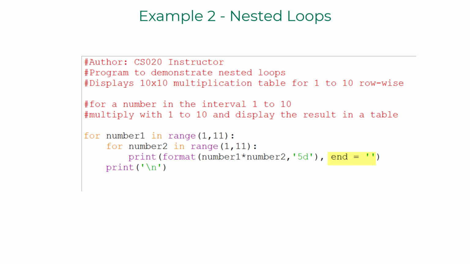Once we print a whole row of numbers, we come out of the inner for loop. That's when I'm printing the new line character. And we're going to go to a new row, and this would repeat till multiples of 2 through 10 are printed.